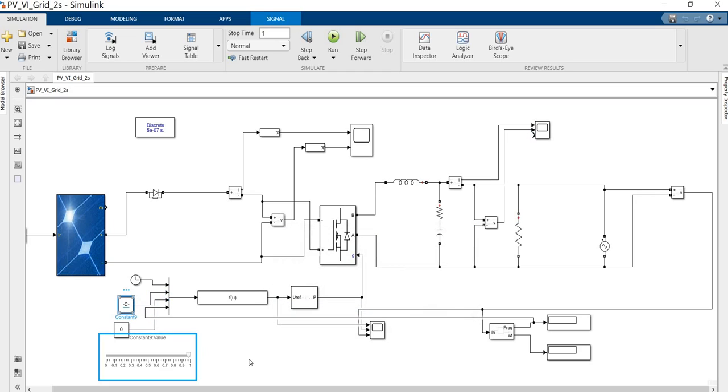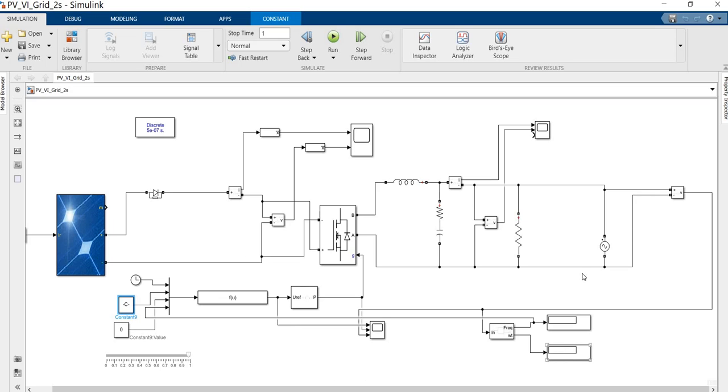Please see with my cursor, whenever I click this constant, it is linked with this slide gain. Suppose I change this gain value, the sine wave produced at the output of this function varies. So this is the basic concept.